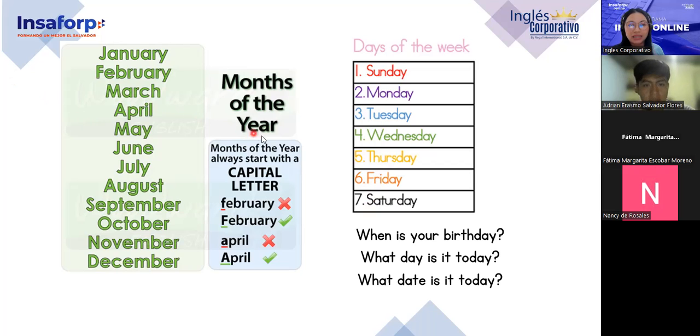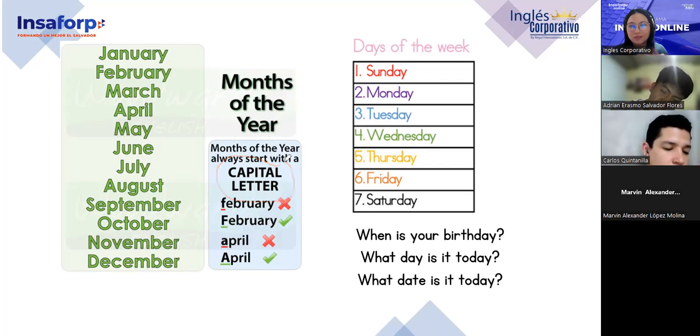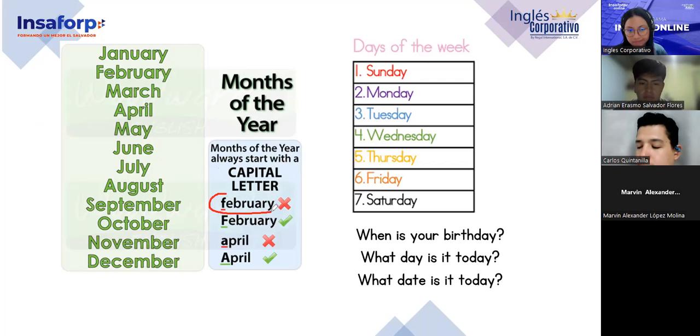Pero ¿qué si nos vamos al spelling, la escritura? Months and days of the week, we always start by writing months and days with a capital letter. Do you remember about capital letter? What is that, class? What is a capital letter? ¿Qué es esto? Mayúscula. Letra mayúscula. No importa dónde esté en la oración, we always write months and days of the week with a capital letter. So this is not correct. This is correct. February with a capital letter. This is incorrect. But this is correct.